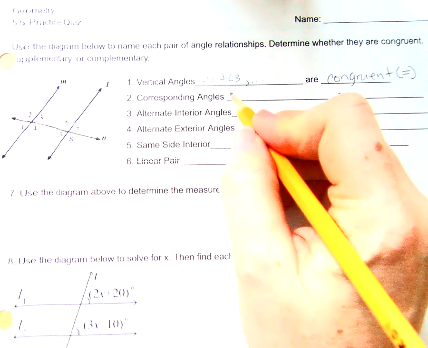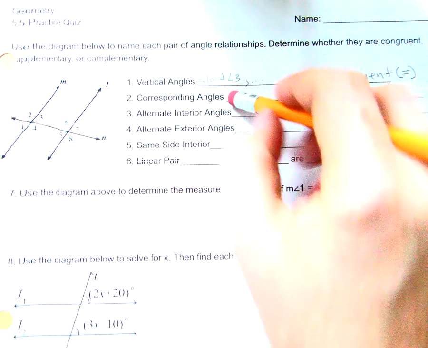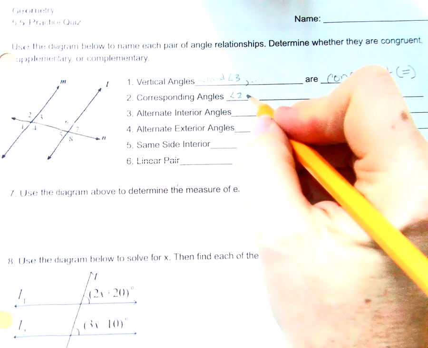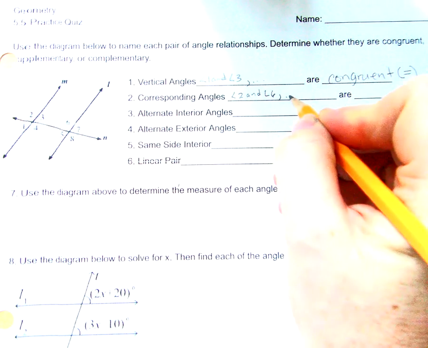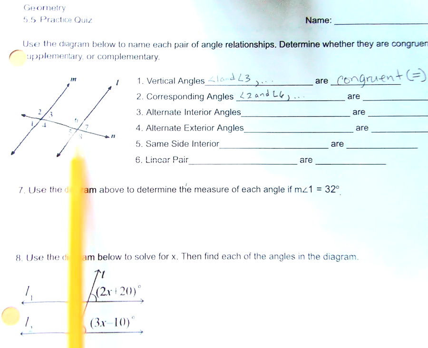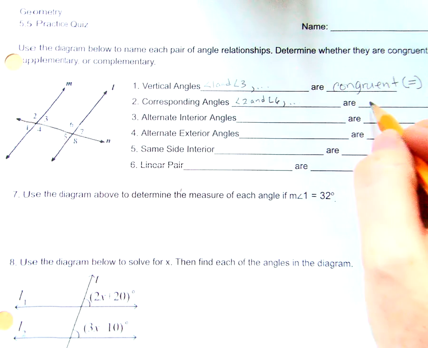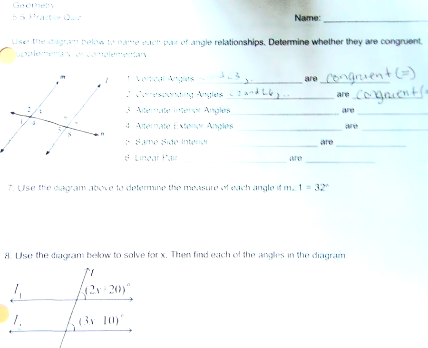So an example of this would be like angle 2 and angle 6, right? And again, there's actually 4 of these, right? 2 to 6, 3 to 7, 4 to 8, and 1 to 5. And corresponding angles are also congruent to each other, which means that they're equal. They're the same measure.